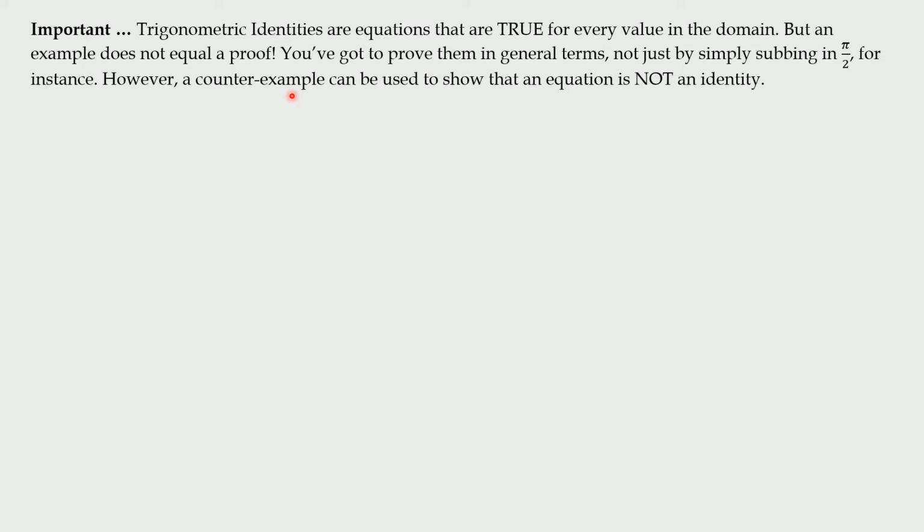A counterexample, though, can be used to show that it's not an identity. So if I talked to a classroom full of students and said, everyone here is 17 years old, and then one of you raised your hand and said, well, I'm 18, then that's all we need. That's a counterexample, and I only need one of those to prove that my whole statement is not true. So to prove something is true, we can't just sub in a value. We can't just pick one instance. It has to always be true.